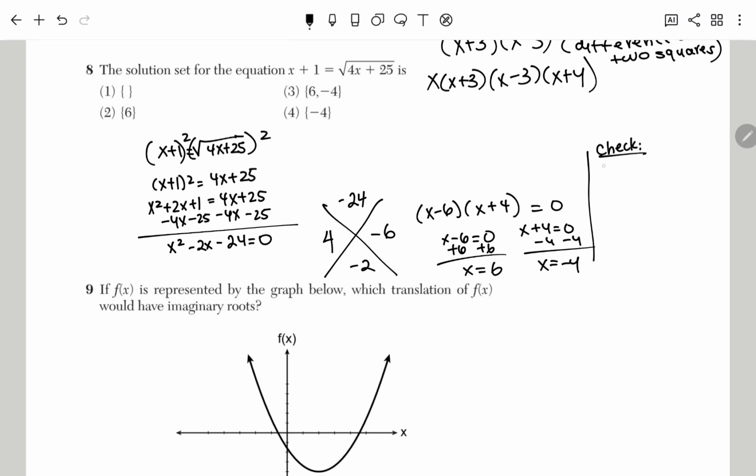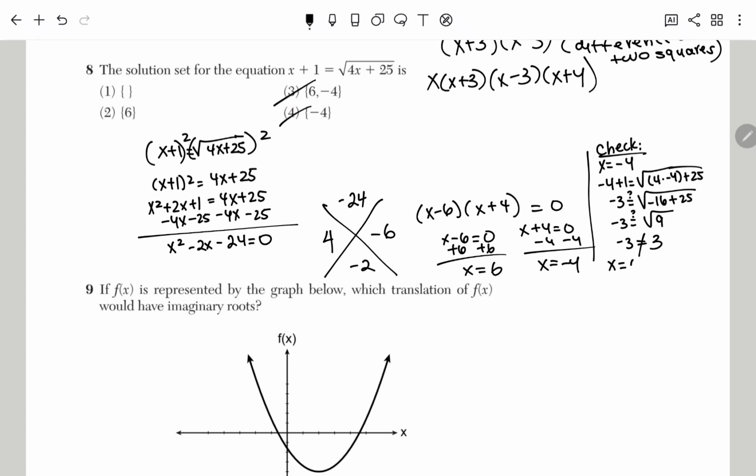So we're going to check negative 4 first. We're going to plug it in. So negative 4 plus 1 equals the square root of 4 times negative 4 plus 25. So that is negative 3 equals question mark, square root of negative 16 plus 25. So negative 3 equals the square root of 9. Negative 3 does not equal 3, so negative 4 does not work, so we can eliminate choice 3 and 4. Now we have to check 6.